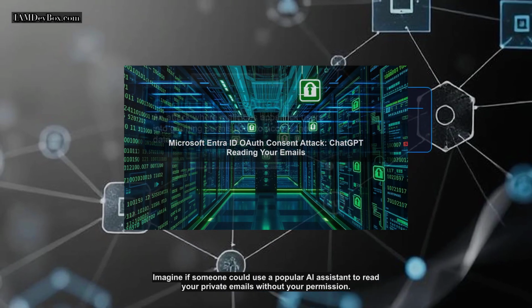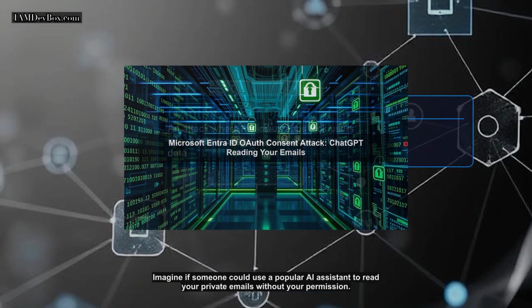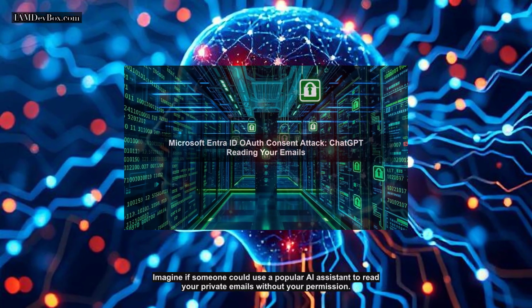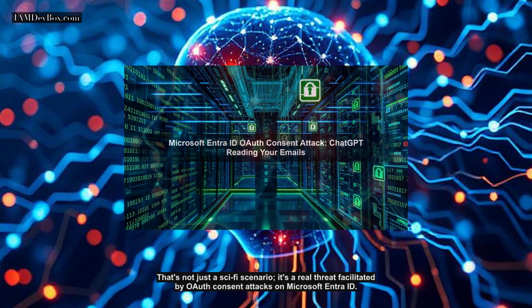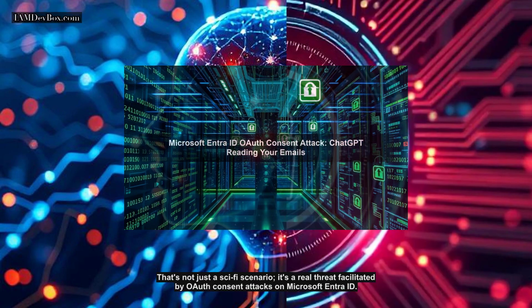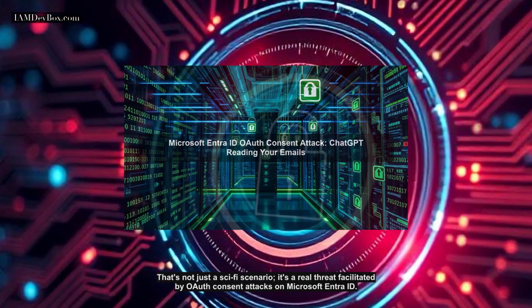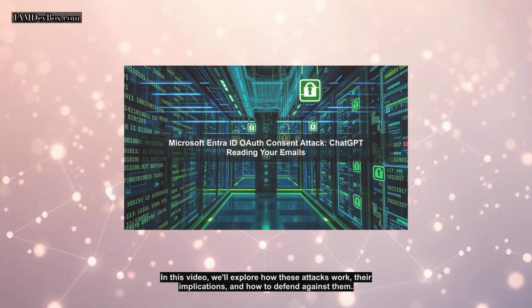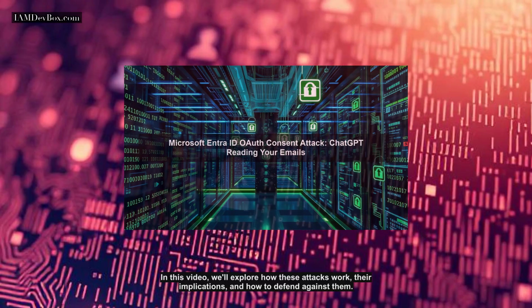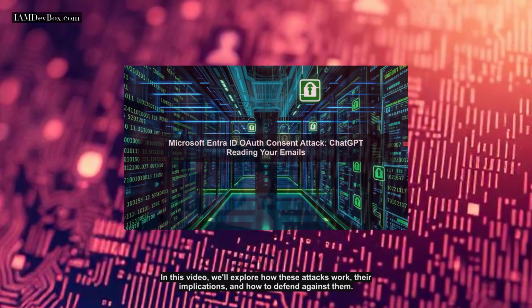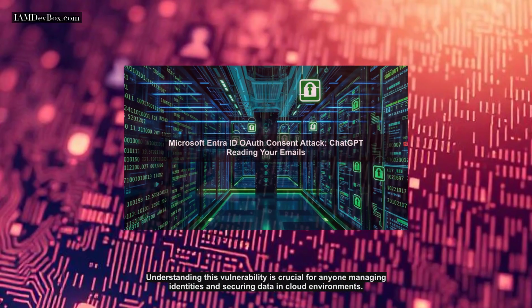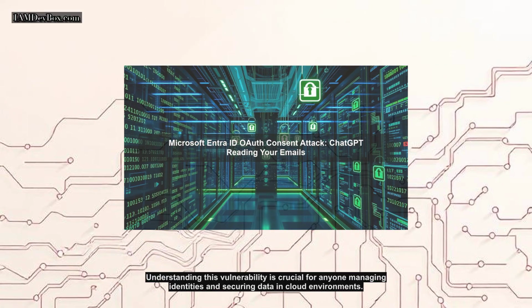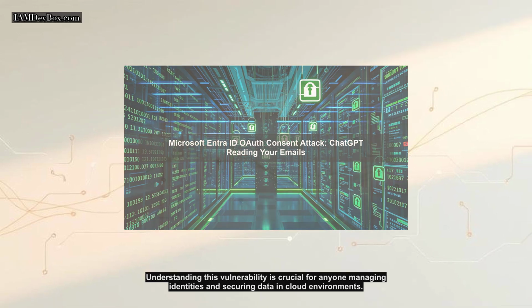Imagine if someone could use a popular AI assistant to read your private emails without your permission. That's not just a sci-fi scenario, it's a real threat facilitated by OAuth consent attacks on Microsoft Entra ID. In this video, we'll explore how these attacks work, their implications, and how to defend against them. Understanding this vulnerability is crucial for anyone managing identities and securing data in cloud environments.